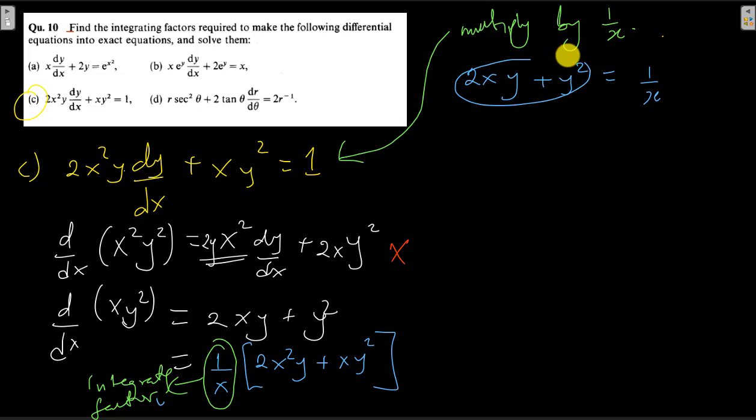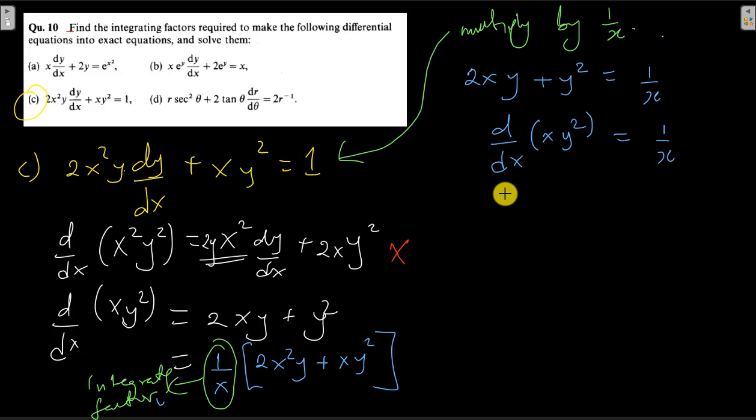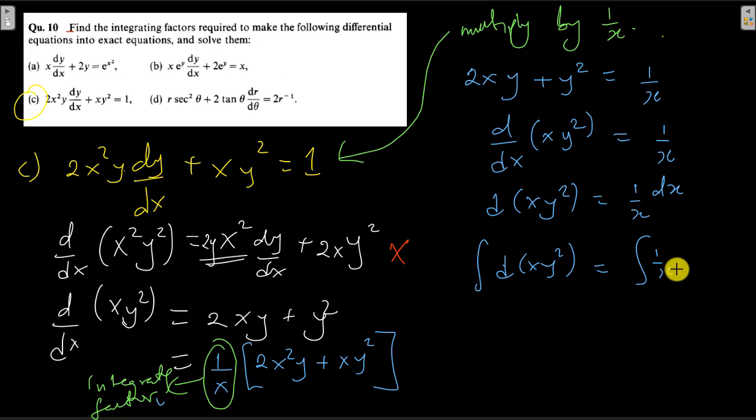We already know the exact differential for this. It's actually d dx of xy squared. Okay, that's nice. Here we have 1 over x. That's d of xy squared equals 1 over x dx. Let's take integrals on both sides. The integral of 1 over x dx.